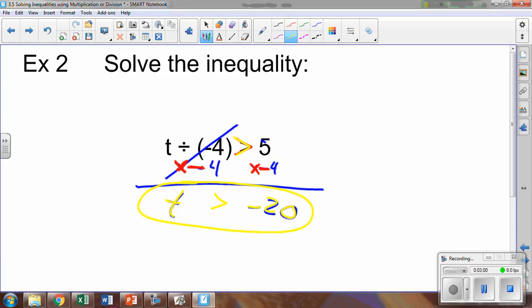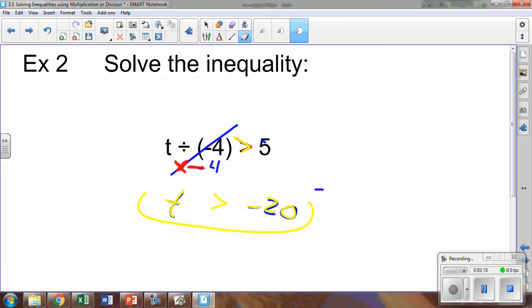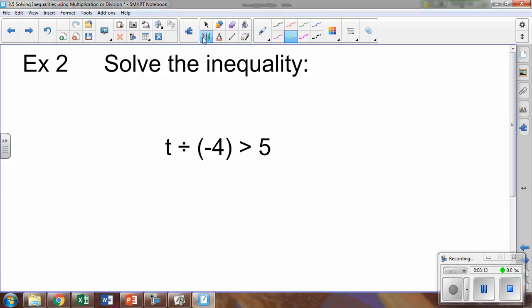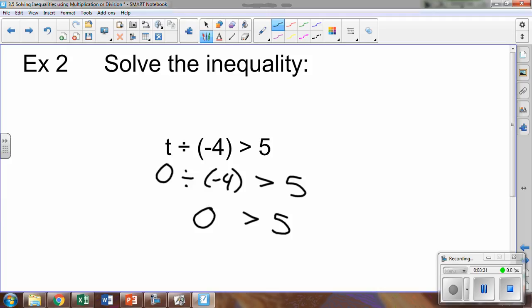Well, let's just pick a number that's greater than negative 20. Here's a really easy one. Pick 0. 0 is farther right on the number line. 0 is greater than negative 20. So if we actually pick 0 and plug it back in for the original, 0 divided by negative 4 is greater than 5. We would be making the claim that this is true. Well, of course, 0 divided by negative 4 is actually 0. And so we're making the claim that 0 is greater than 5. And that's not accurate. It's not true.